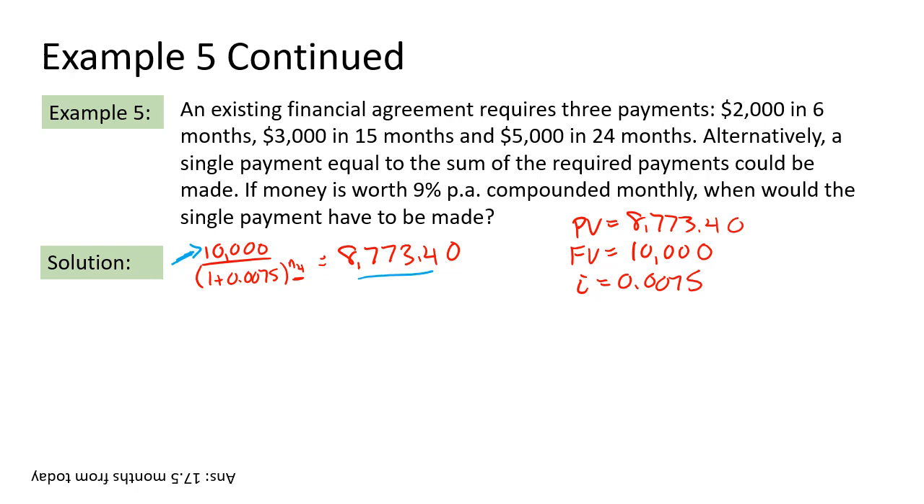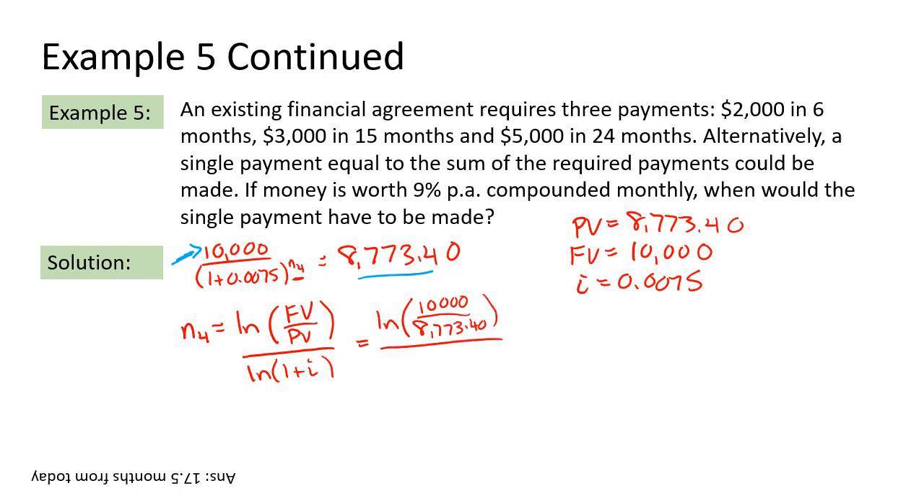So you can use now the formula we derived to solve directly for this term N4, the only unknown that we don't have. So that value, N4, would have to be equal to the ln of the future value divided by the present value, divided by the ln of 1 plus the periodic interest rate. Substituting our values, that gives a ln of $10,000 divided by $8,773.40, divided by the ln of 1 plus 0.0075. Okay? If you calculate that out, you get a value for n of 17.5.